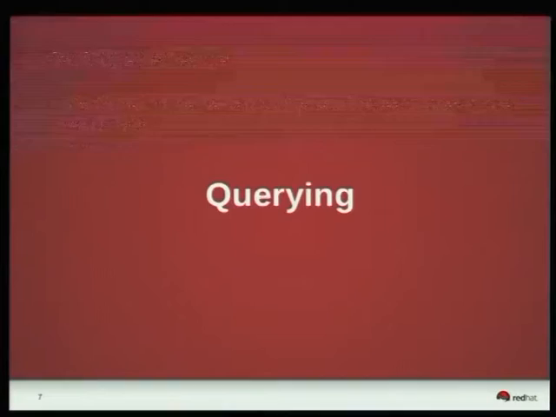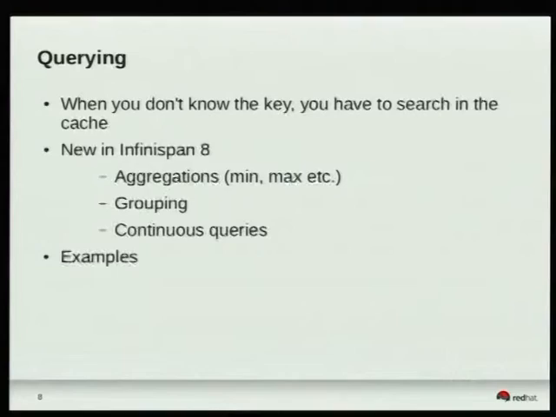Let's go through another enhancement in Infinispan 8, which is querying. As I said before, Infinispan is a key value store. What does it mean? You have a value and you have a key. When you don't know the key, you cannot retrieve the value. That's a basic definition of a key value store. But sometimes you don't know the key, right? So it might be useful for you to somehow query the data, and Infinispan has had this ability for a long time. But the new version also contains aggregation, like min, max, sum, grouping, the classic group by thing in SQL, and continuous queries, which is a bit more important, so I will show it later.